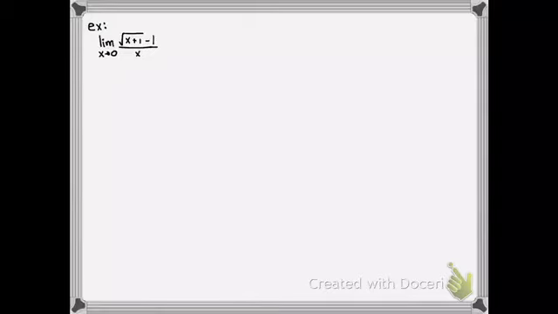Alright, so for this example, we're looking at the limit as x approaches 0 of the square root of x plus 1 minus 1 over x. Again, the first thing that you should do every single time is try plugging in that number. If I plug in 0, I get 0 plus 1 underneath the radical, which is just 1. The square root of 1 is 1. 1 minus 1 is 0, so we have a 0 in the numerator. And I plug in 0 in the denominator, I have a 0 in the denominator, and I get 0 divided by 0.